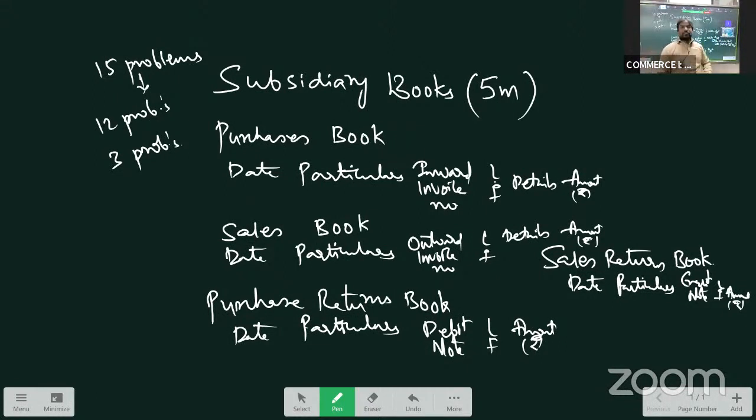Now, what was the procedure to record in these books? If we are purchasing goods, we'll be writing it in purchases book. If we are selling goods, we'll be writing it in sales book. For purchase returns and sales returns, we'll consider the names and cross-verify whether we have purchased from them or we have sold to them. If we have purchased from them, then the transaction will be recorded in purchase returns book at the time of returning the goods. And if we sold the goods to them, then we'll consider that transaction of returns as sales return.